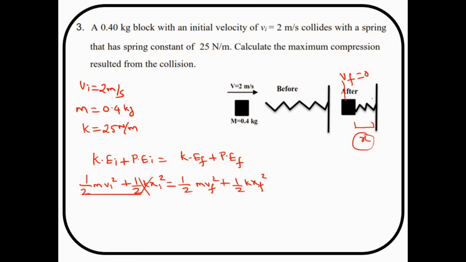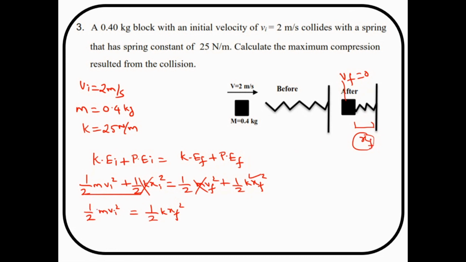But after the collision takes place, what will happen? The block speed becomes 0, but the spring is compressed. That means we are going to consider the final speed of the block as 0. So anything multiplied by 0 is 0, but finally you will get only the final elastic potential energy. Now I am going to use this part, that is half m v_i square, which is equal to half k x_f square. Here x_f is nothing but the compressed value of the spring.